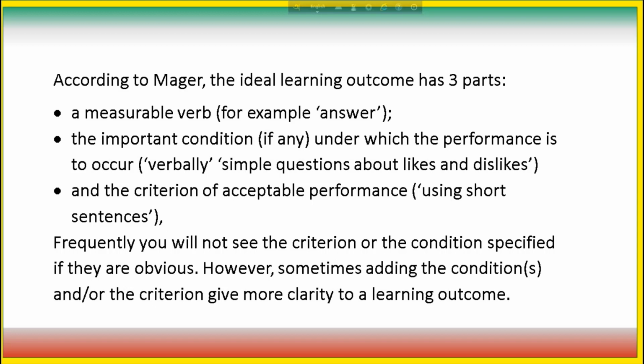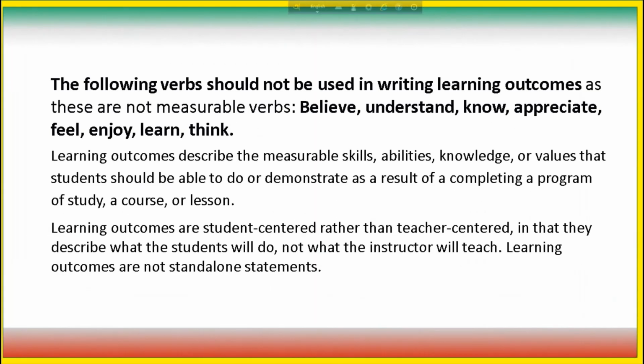He is a psychologist, and according to his definition, the following verbs should not be used in writing learning outcomes as these are not measurable verbs. We know some verbs are not measured, that is believe. How do we measure it? Understand, know, appreciate, feel, enjoy, learn and think, and such type of verbs. They are not measurable, so we have to avoid this type of verb.